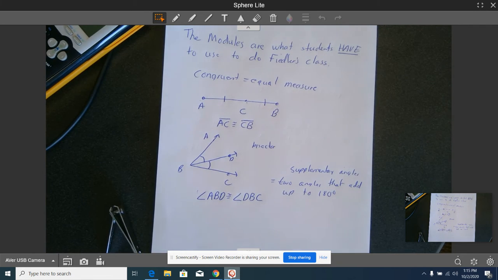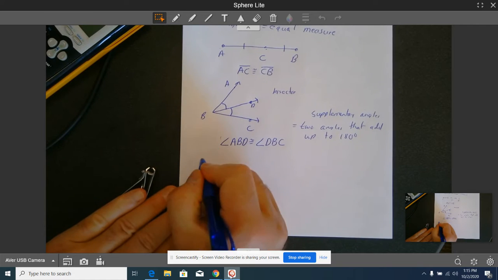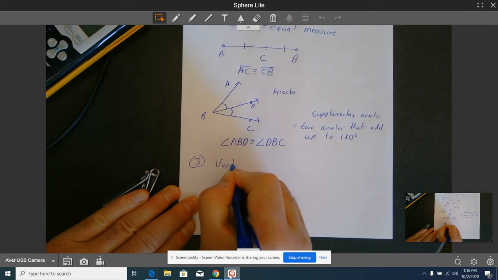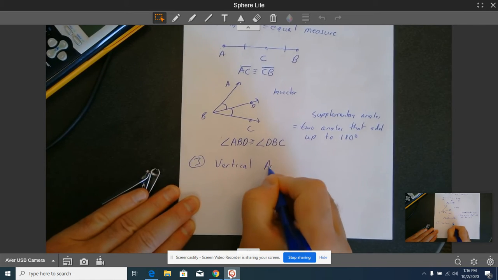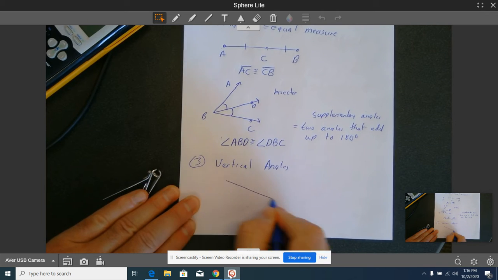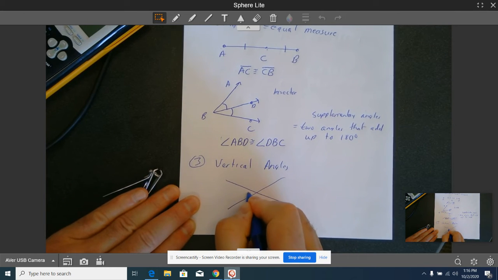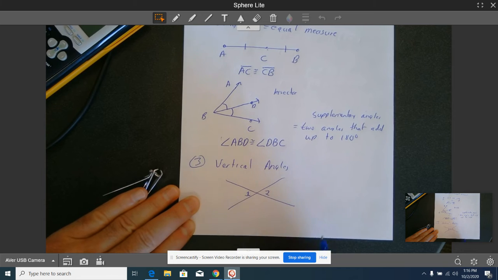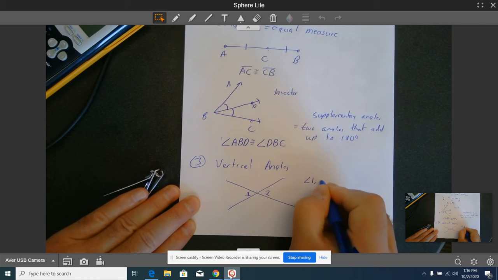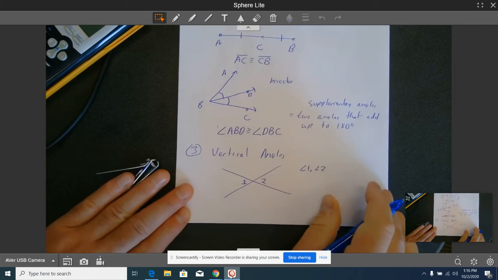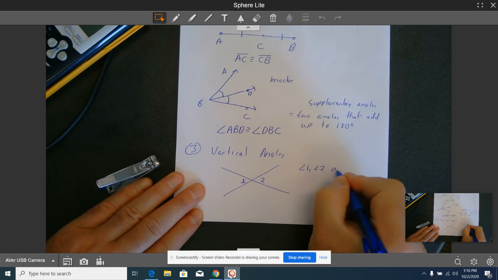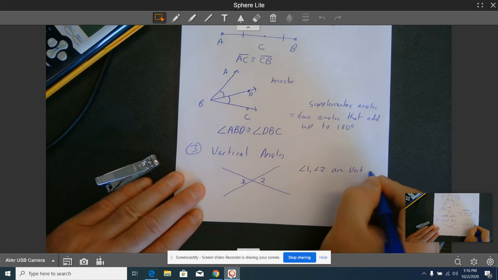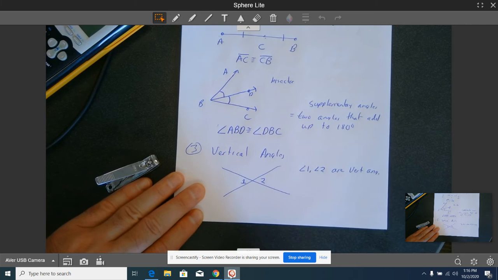Okay, question number 3. Are vertical angles on the same side of the line, or are they across from each other on opposite sides of the line? Okay, so here's an example of vertical angles. And you come up with what definition or what you understand. Angle 1 and angle 2. Here's another way to talk about angles. If you're given numbers, you can do it numerically. Angle 1 and angle 2 are vertical angles. I'm going to abbreviate there. Okay, there's 2 more in this picture that I haven't labeled.